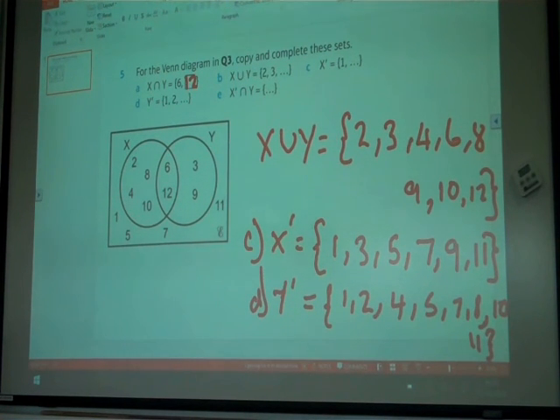And the last one, part E, says X dash intersect Y. So what's not in X but is in Y? 3, 6, 9, 12. But the 6 and 12 are in X. Oh, so just 9.